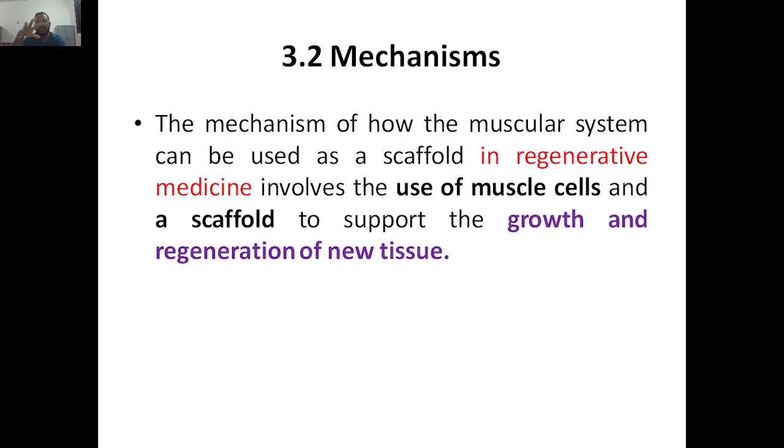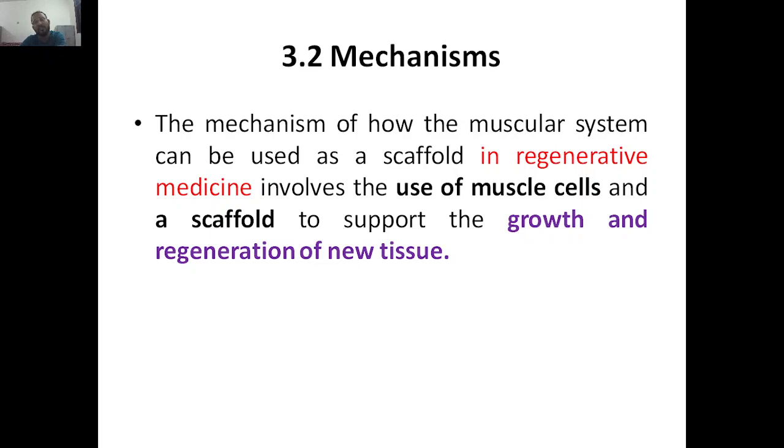Okay, so so far we have discussed two topics under this particular muscular system as scaffolds: the introduction and the first subtopic, that is the architecture of the muscles. For the second subtopic we have the mechanism, that means how exactly these muscle cells can be used as scaffolds, how they will act as a scaffold. So that's how it goes. Okay, so let's see what the mechanism is.